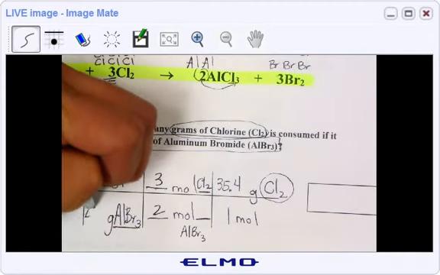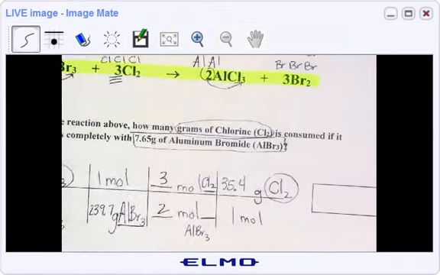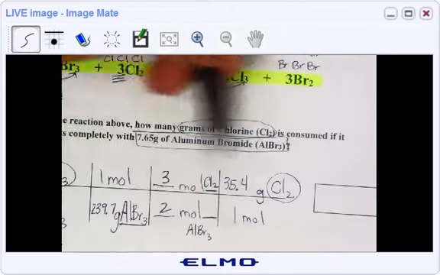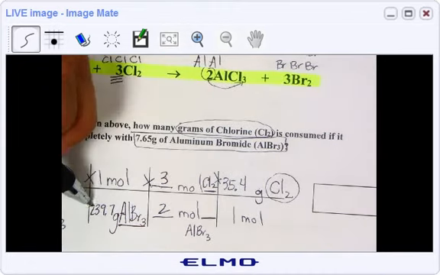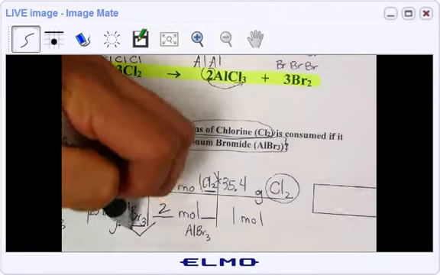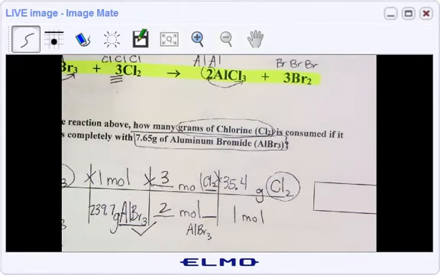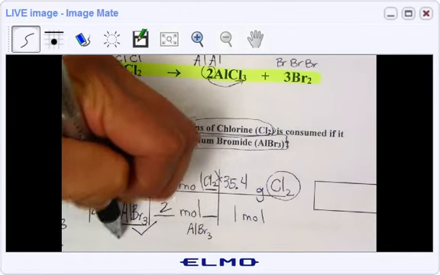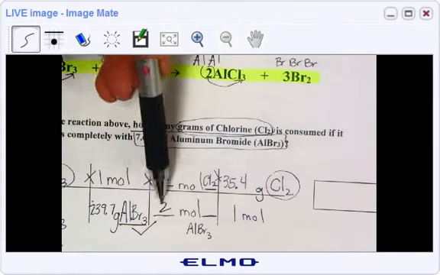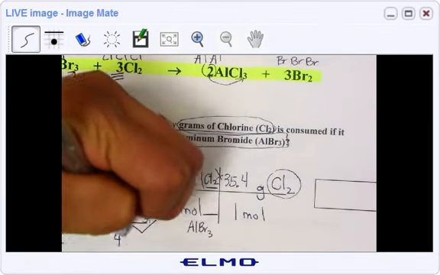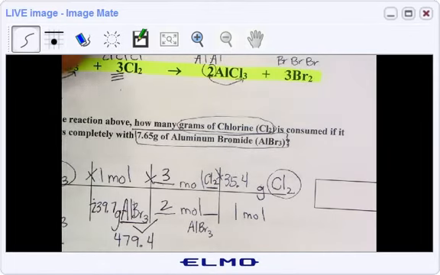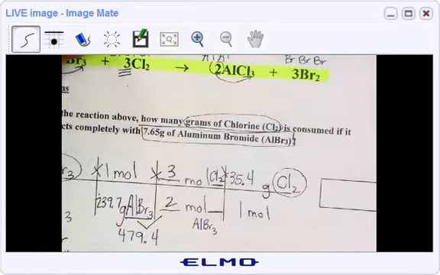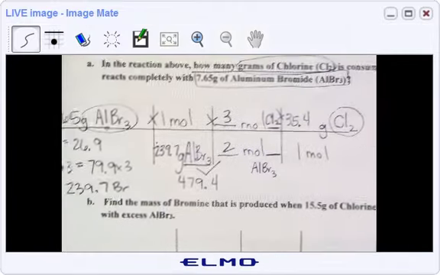So 239.7 goes there. You're going to multiply all the top, anything side by side gets multiplied, and divide it by the bottom. I like to get one number for the bottom, so I'm going to multiply those. By multiplying 239.7 times 2, I got 479.4. Now I'm going to go ahead and multiply the top.